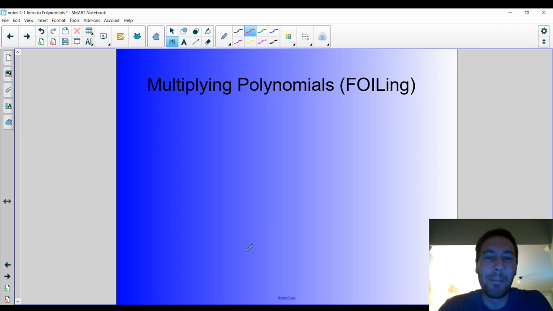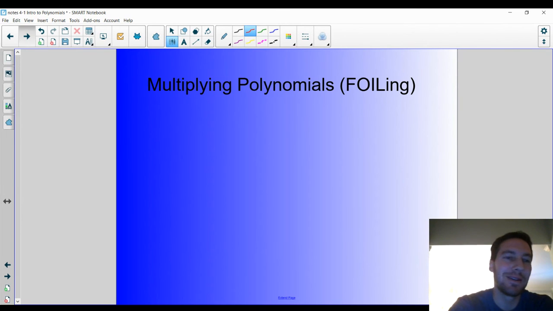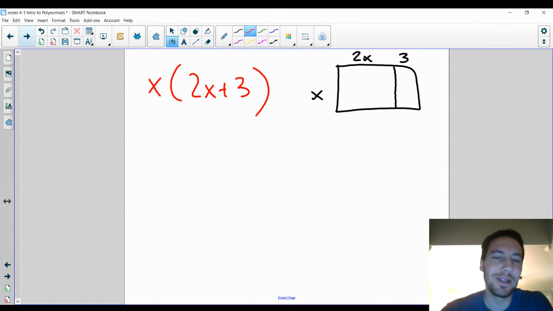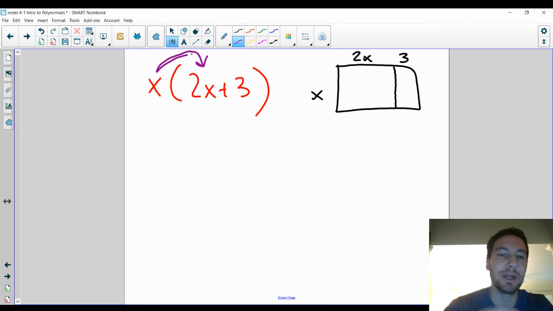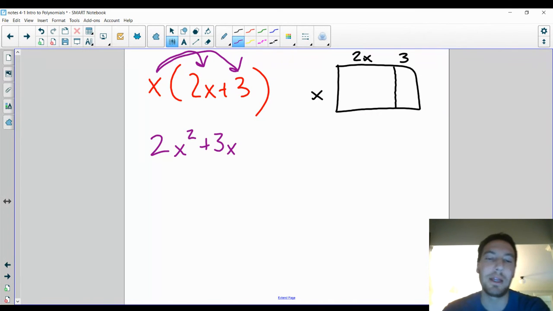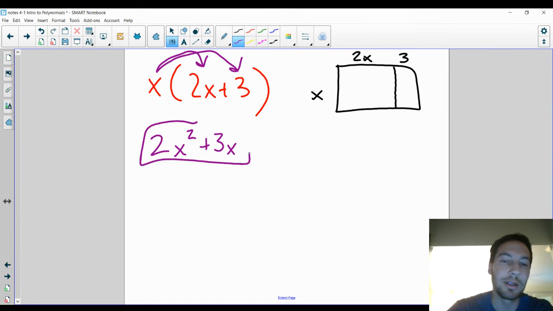We are going to learn about multiplying polynomials, affectionately called foiling. All right, so we're going to start off with an easy distributing property question. You all know how to do this. We're just going to take this x, multiply it by 2x, take this x, multiply it by 3. You get 2x squared plus 3x. Those are not like terms, so we are done.